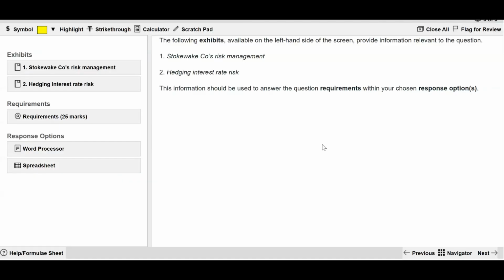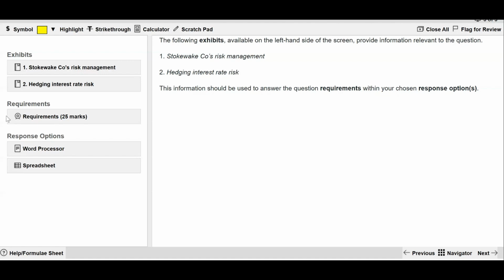This question has two exhibits, requirements, and two response options, namely the word processor and the spreadsheet. Let's start off with the exhibits. No, that is not how you're supposed to approach a question. That's a wrong approach. What is the most apt approach? You're first supposed to read the requirements.